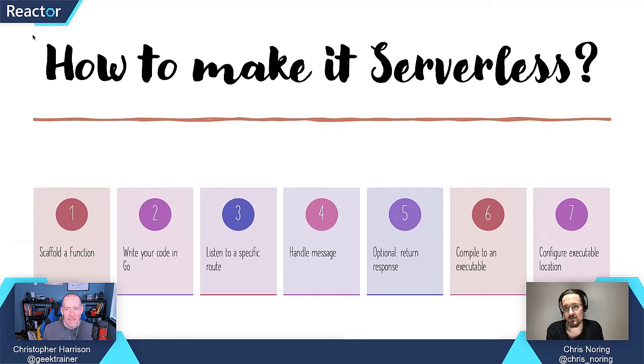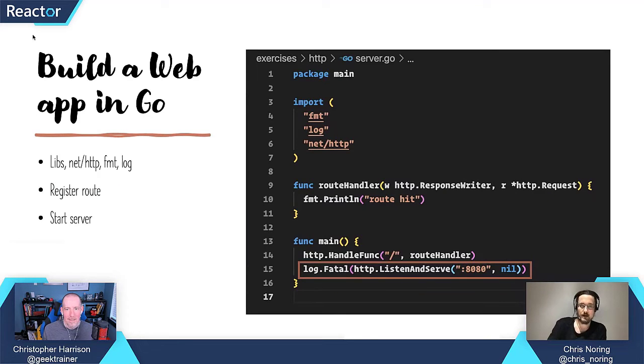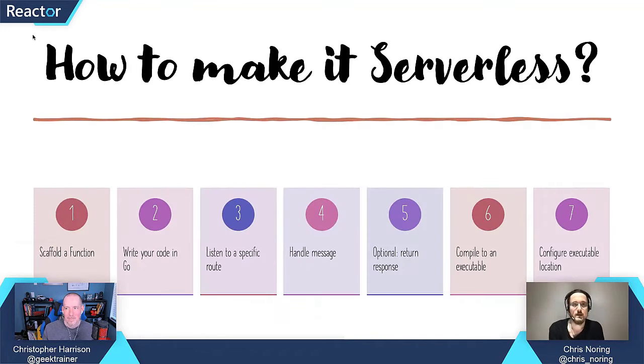Just to reiterate, we had just seen a web app in Go. We saw that it was 16 lines of code. So we're thinking, okay, how bad can it be if it's serverless? So let's talk about our game plan. How do we get there?